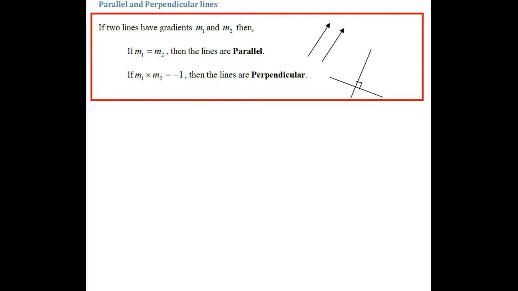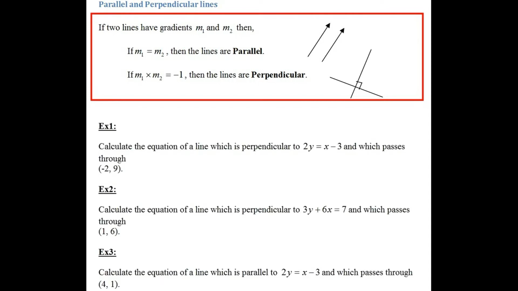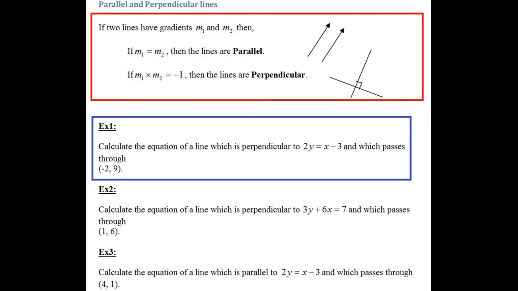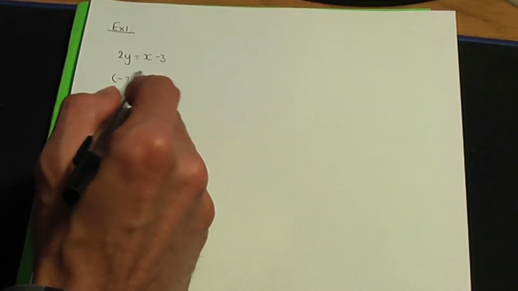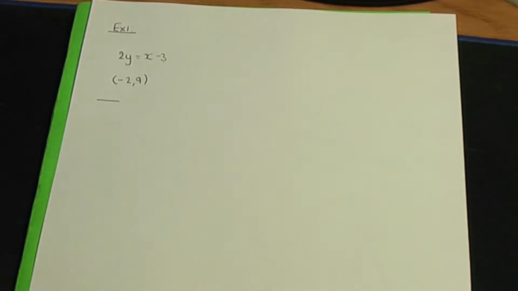So let's use these concepts in order to help us solve the following examples. In example number 1, calculate the equation of a line which is perpendicular to 2y is equal to x minus 3 and which passes through the point -2, 9. So let's have a go at this problem. Back to the paper and pen. The line that we're calculating is perpendicular to the line 2y is equal to x minus 3, and our line passes through -2 and 9.